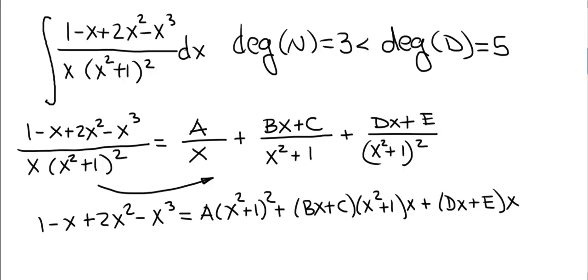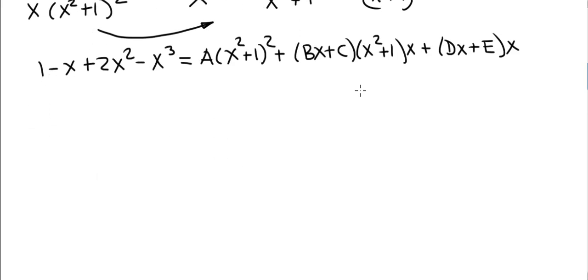Now when we look at the right hand side, we see that plugging in 0 for x will be helpful. That gives us 1 on the left side. On the right, the Bx + C term and the Dx + E term will be 0. Plugging in 0 for x, 0 squared is 0, plus 1 squared is 1, so A is equal to 1. We found one of the constants is 1.